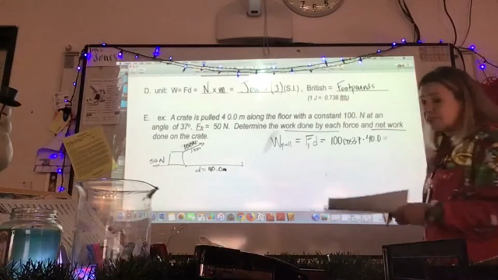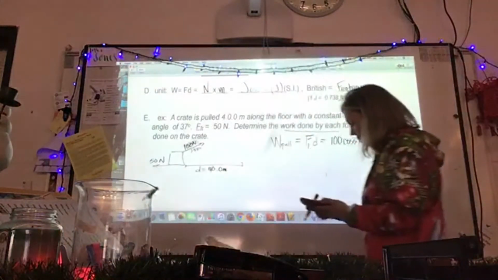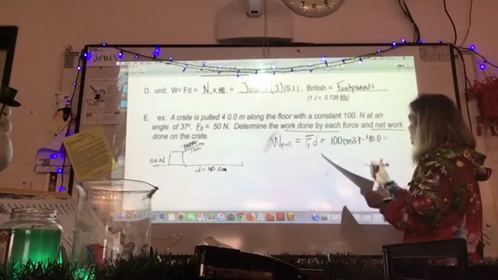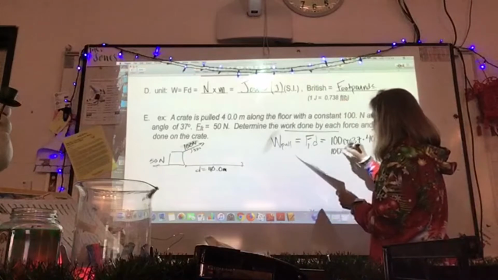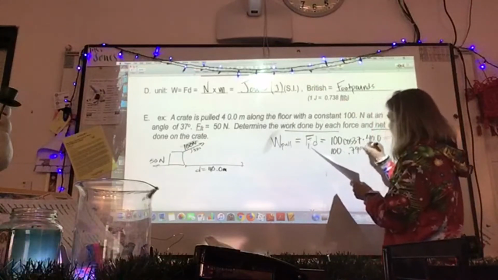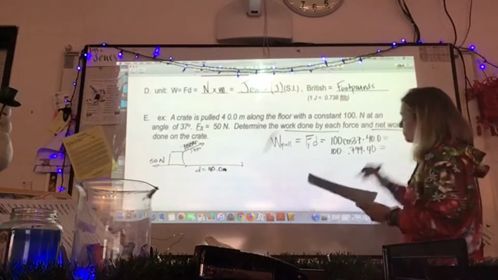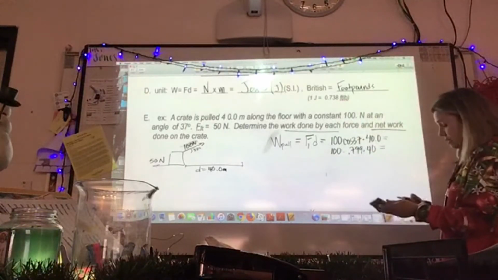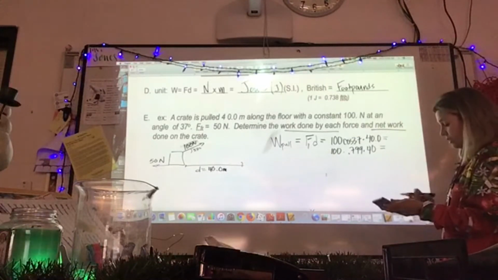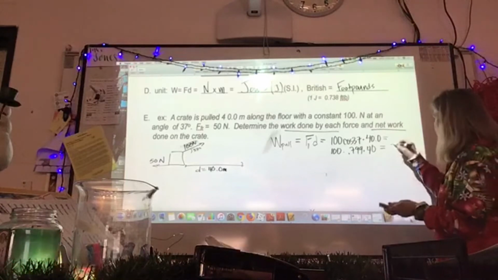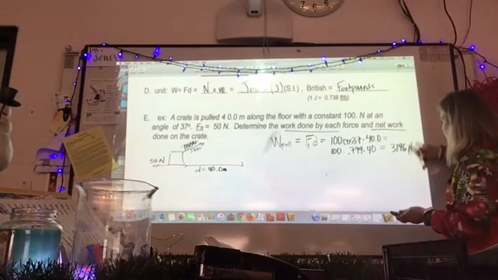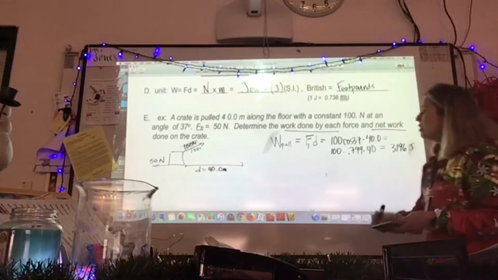I changed my numbers, so now I don't know the answer, so I actually have to pick up a calculator. Oh, my cosine didn't change, though. 37. So we have 100 times 0.799 times 40. If I do that, I have 3196 Newton meters. I was going to make it Newton meters, but I can say joules.